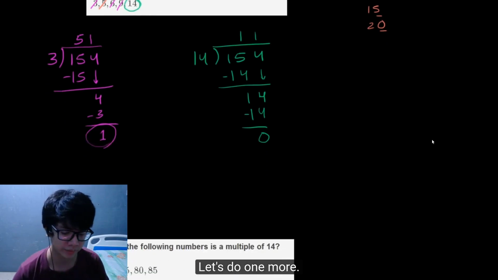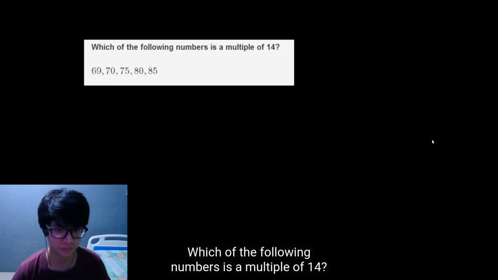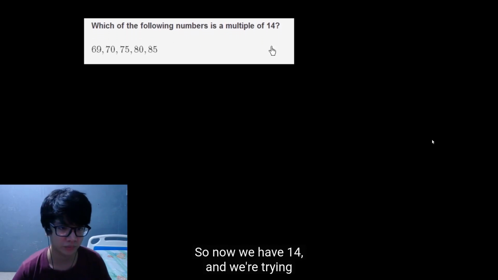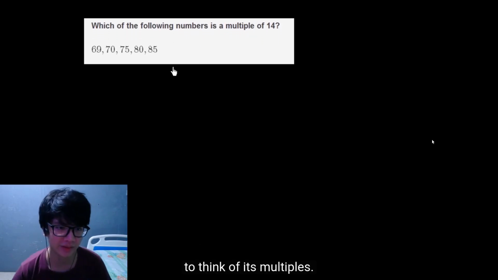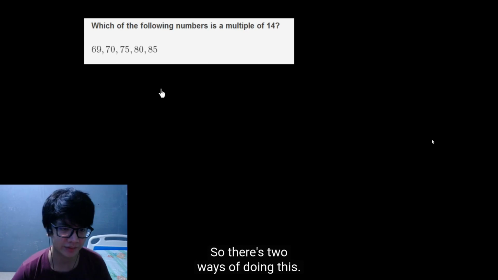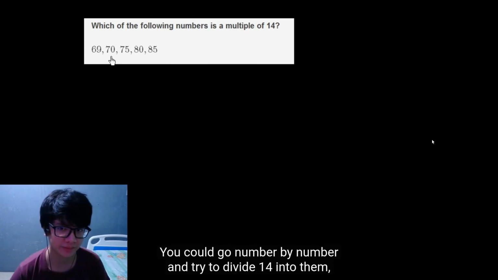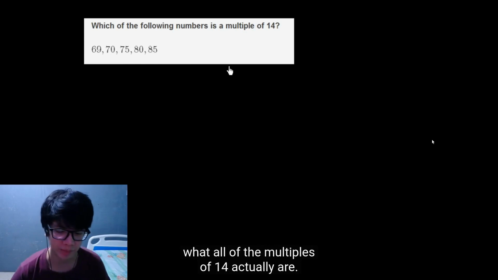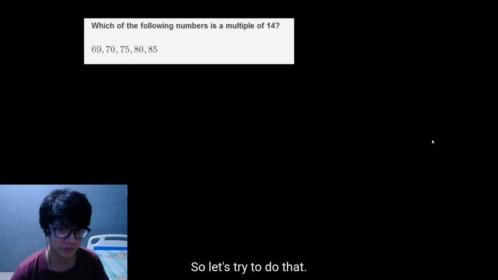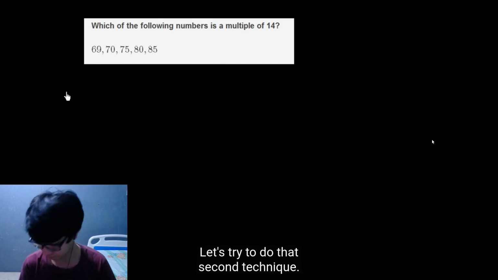Cool. Let's do one more. Which of the following numbers is a multiple of 14? So now we have 14 and we're trying to think of its multiples. There's two ways of doing this. You could go number by number and try to divide 14 into them, or we could just try to figure out what all of the multiples of 14 actually are. Let's try that second technique.